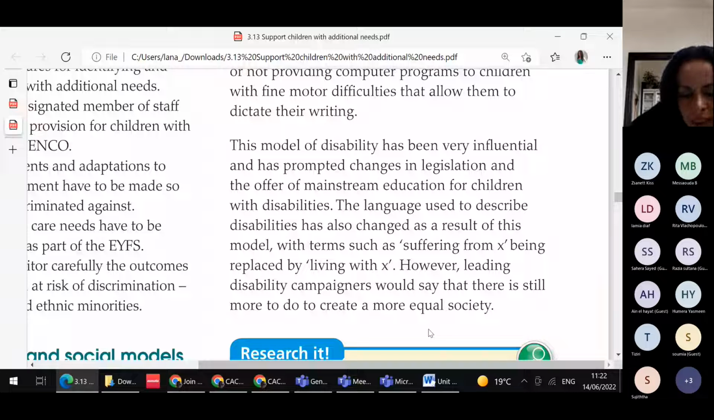However, anyone who is leading on the campaign for disability still looks at society and wants to create more changes to consider disabled children as normal, provide more resources for them, provide things to not disable them.